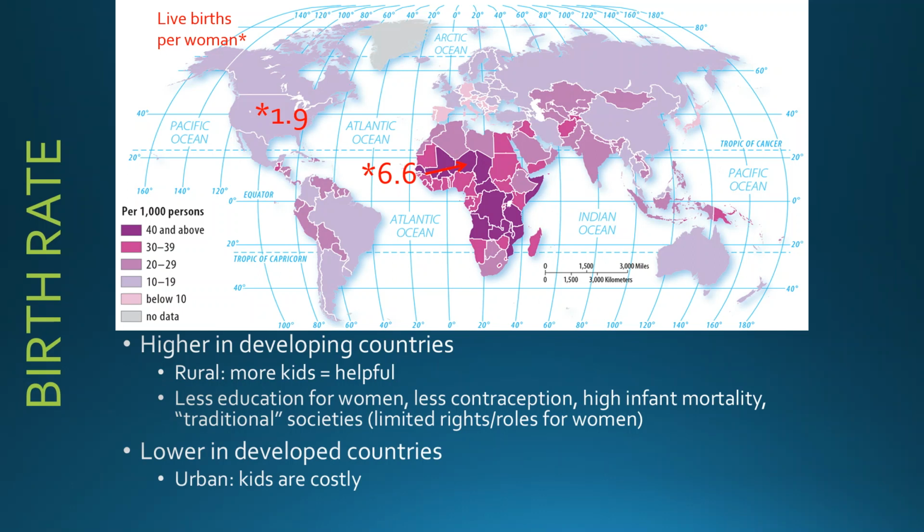It's lower in developed countries. We're more urban, our kids are costly. And it's the opposite of all of those above items. Generally speaking, women are going to school longer, they have more access to contraception, we have a lower infant mortality rate, and we have more kind of rights and roles for women.